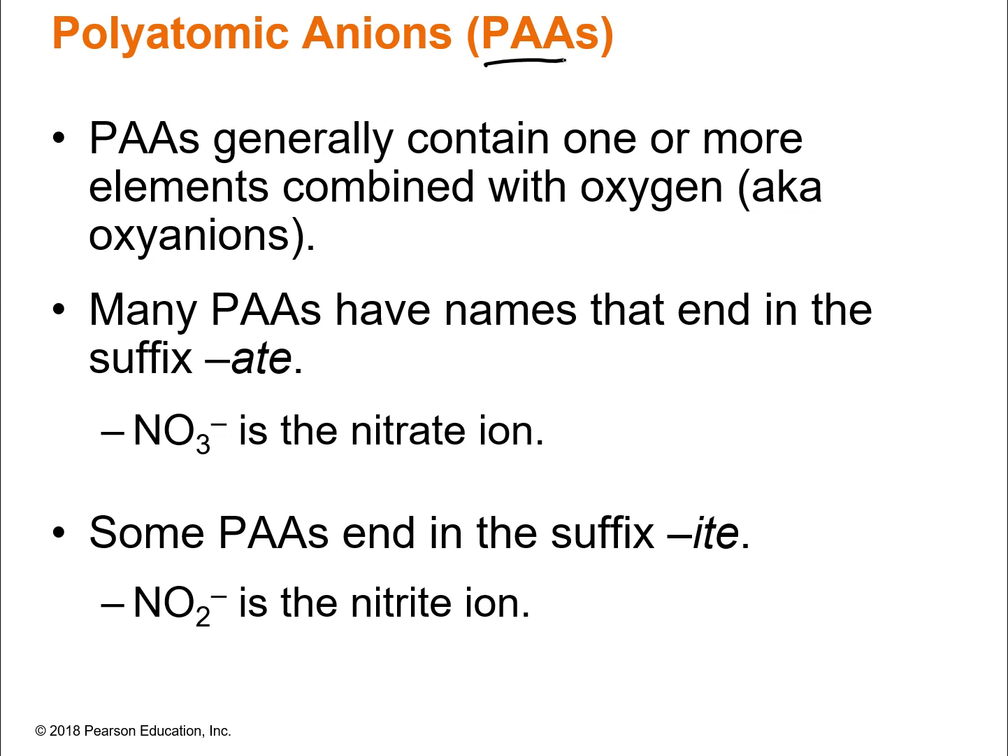Generally, these polyatomic anions will have an element that's combined with oxygen. So they're both nonmetals, but you'll have something and oxygen. And lots of these have names that end in ATE or ITE. For example, you have NO3 minus. That's the nitrate ion. The nitrogen and the oxygen are all sharing electrons, and the overall charge of the whole thing is -1. That's the ATE. It's got 3 oxygens.